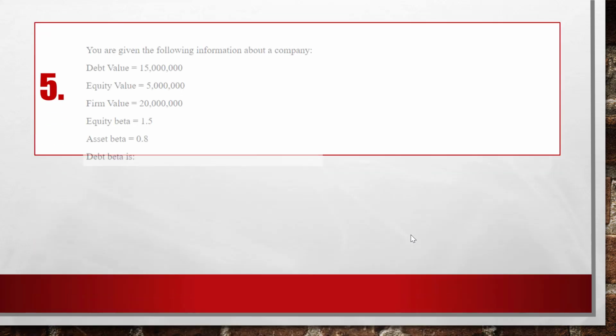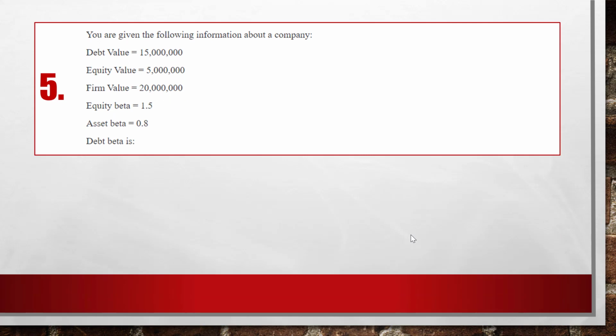Problem 5. You are given the following information about a company. Debt value is 15 million. Equity value is 5 million. Firm value is 20 million. Equity beta is 1.5. Asset beta is 0.8, and debt beta is what? So the question asks for the debt beta.